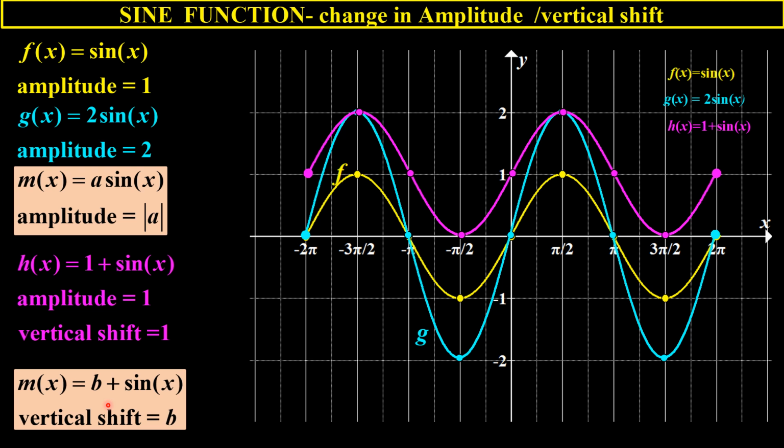Okay, so if we now generalize this b value that I have there, b plus sine, this b would be the vertical shift, right? If b is a positive number, then I've moved it up. If b is a negative number, then I've moved it down. So this is the vertical shift.